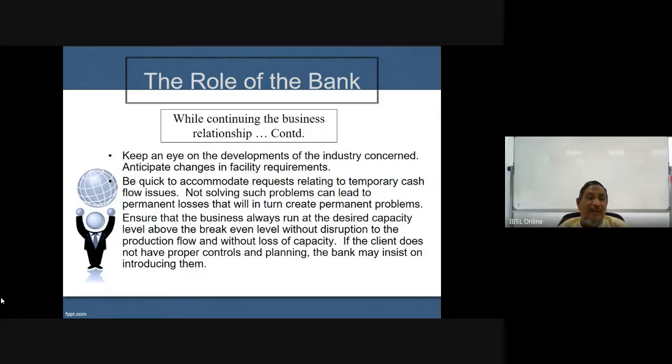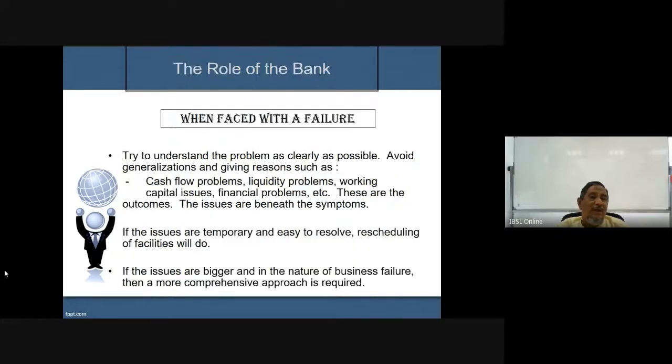If the client does not have proper controls and planning, the bank will insist on introducing them. When faced with a failure, try to understand the problem as clearly as possible. This is what I learned on the very first day I started. Understand the customer's problem, solve the customer's problem. It solves almost all our problems.